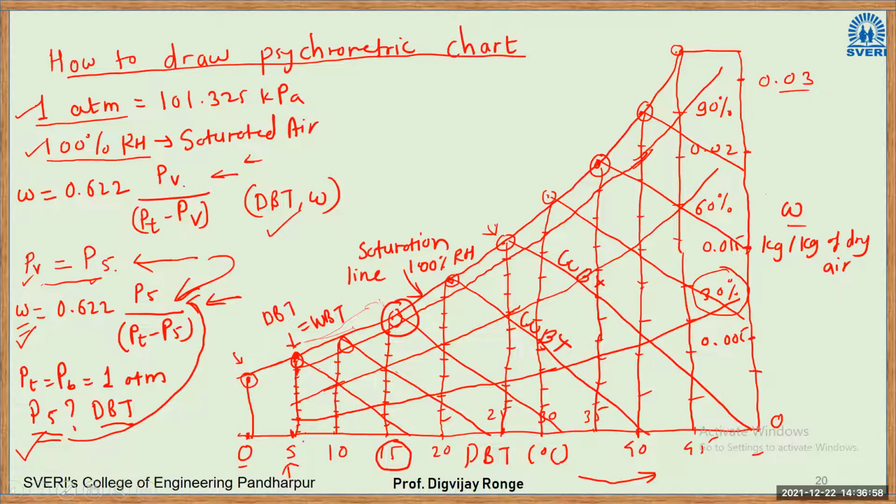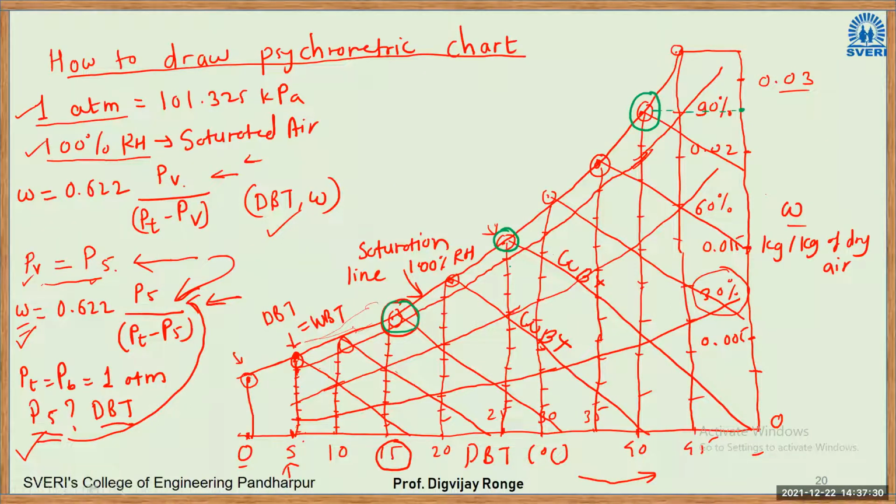Wait, I will change the color. Let us say green. So this is an intersection point here. Again, if I take temperature 25, for 25 also I will obtain the value of specific humidity, and I will get an intersection point like this. Again, for 40 degrees Celsius, this will be the specific humidity value, and I will get another point like this. So such points, the green points, I will obtain.